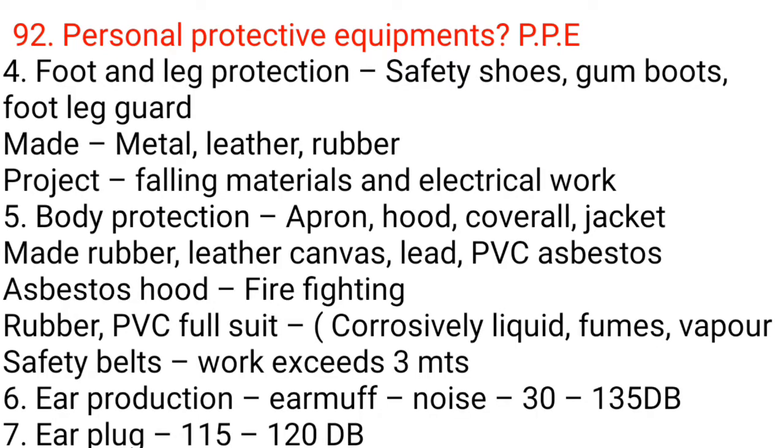4. Foot and leg protection: safety shoes, gumboots, foot and leg guard. Made of metal, leather, rubber. Protect from falling materials and electrical work. 5. Body protection: apron, hood, coverall, jacket. Made of rubber, leather, canvas, lead, PVC, asbestos. Asbestos hood for firefighting. Rubber, PVC full suit for corrosive liquid, fumes, vapor.